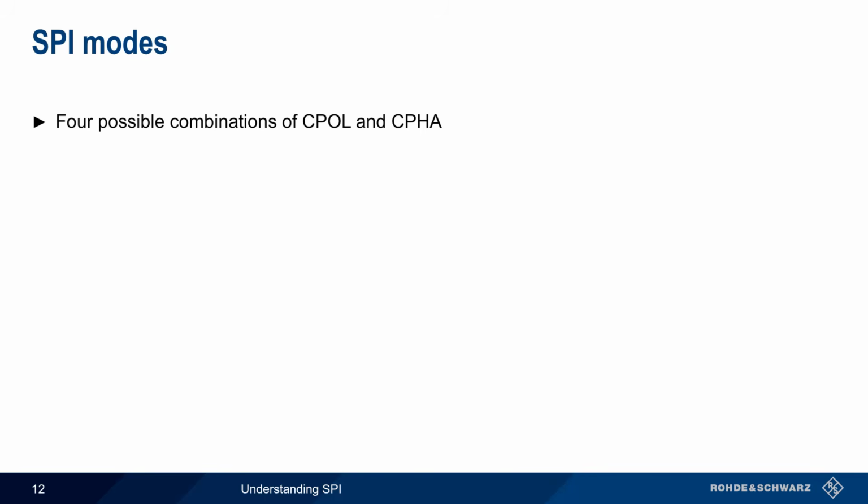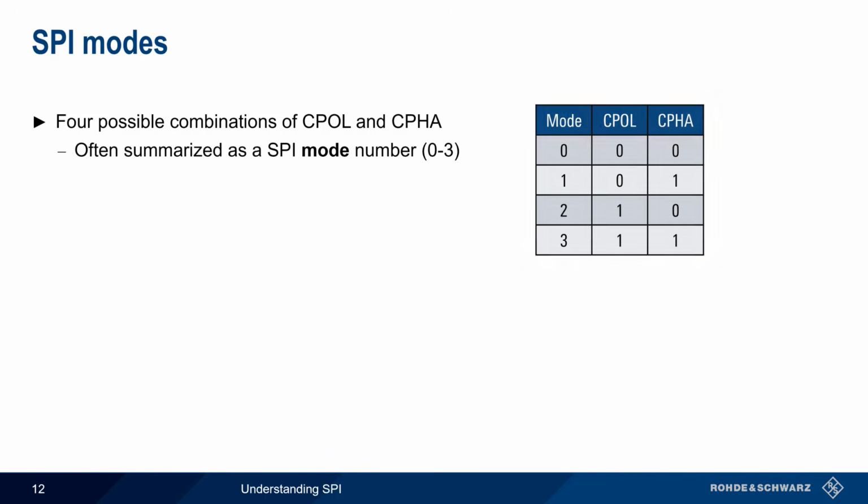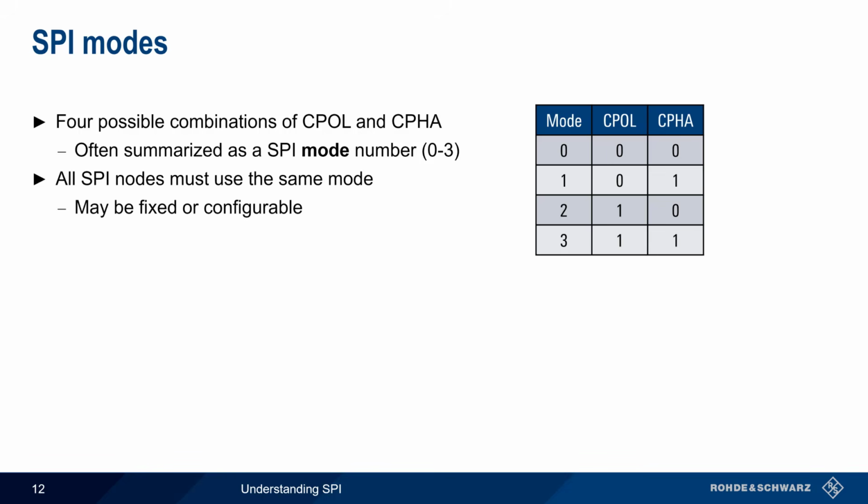2 types of clock polarity and 2 types of clock phase yields 4 possible combinations. These parameters are often summarized as a single number, 0 through 3, which is called the SPI mode. As you might imagine, all interconnected SPI devices must be using the same mode. Mode may either be fixed in hardware or be user configurable, depending on implementation. Note that the mode can often be determined by inspecting the SPI waveforms.